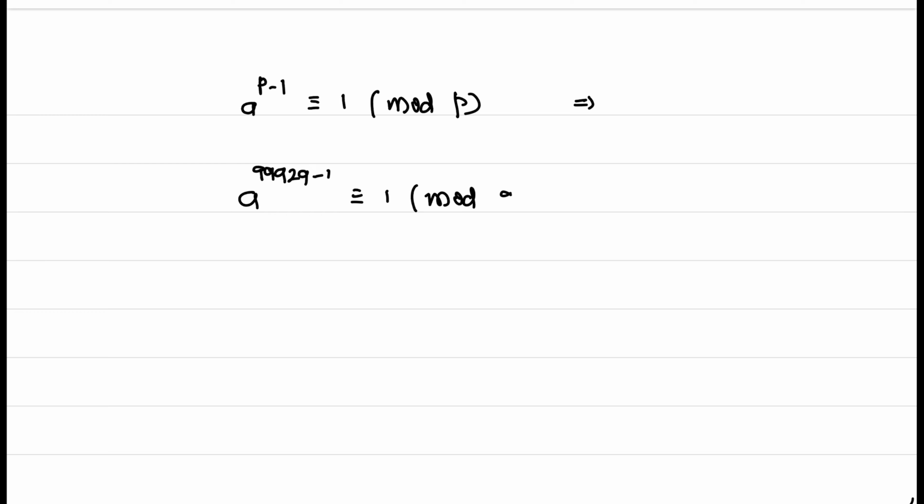Now, we have got the input that 99929 is a prime, and Fermat theorem for prime numbers is a to the power of p minus 1 is equivalent to 1 mod p. That implies a to the power of 99929 minus 1 equivalent to 1 mod 99929.